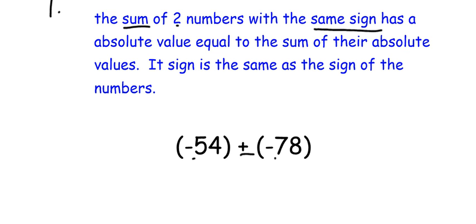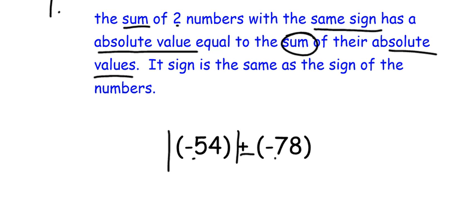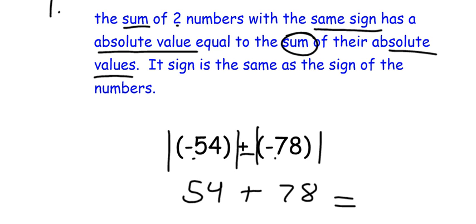We want to take the absolute value and the sum of those absolute values. So the absolute value of negative 54, so if I put the absolute value signs in there, I would come away with an answer of 54. It's 54 away from 0 plus absolute value of negative 78 is 78. And then I can add those 2 together because that's what it says, sum. So when I put the sum together, I get an answer of 132.